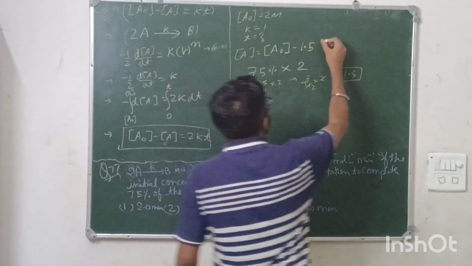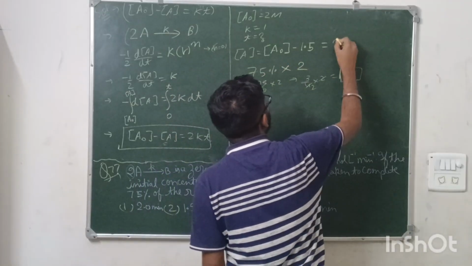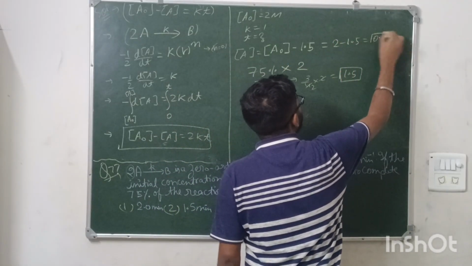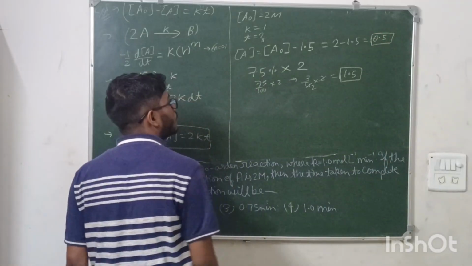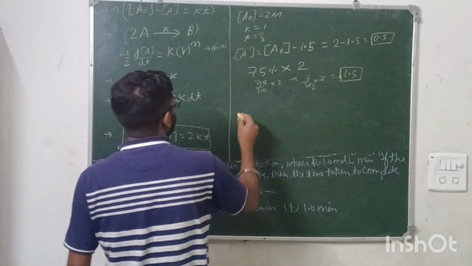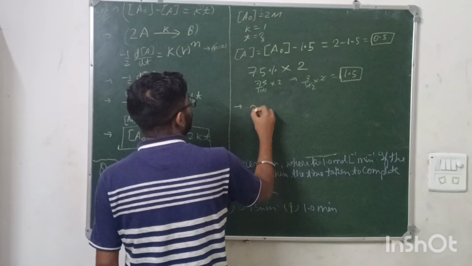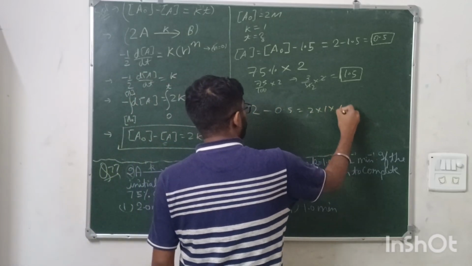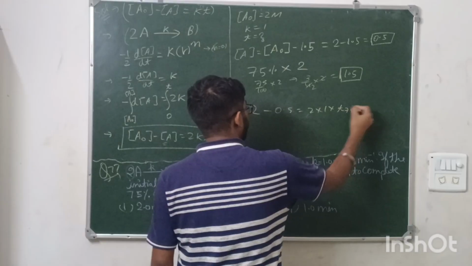So A naught is 2, minus 1.5, which is 0.5. Clear? So A is 0.5 here. Now you just substitute in this equation. So 2 minus 0.5 is equal to 2 into 1 into T for 75%.